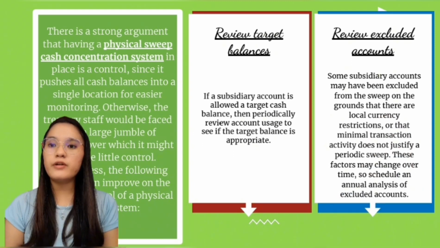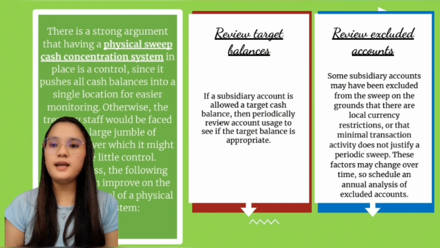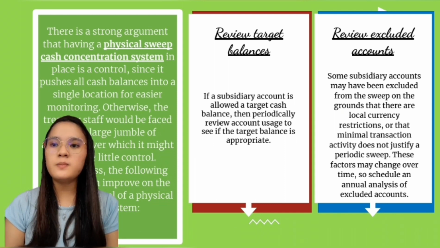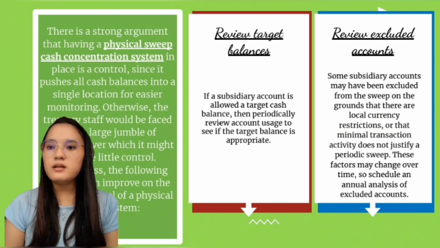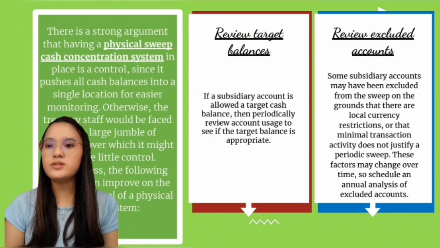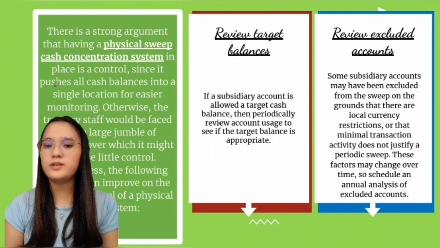Nonetheless, the following controls can improve on the inherent control of the physical swept system. One is to review target balances. If the subsidiary account is allowed a cash target balance, then periodically review account usage to see if the target balance is appropriate. Second is to review excluded accounts. Some subsidiary accounts may have been excluded from the sweep on the grounds that there are local currency restrictions or that minimal transaction activity does not justify a periodic sweep. These factors may change over time, so schedule an annual analysis of excluded accounts.